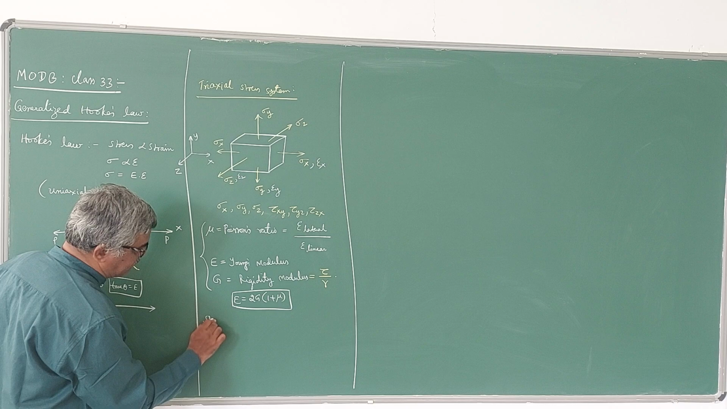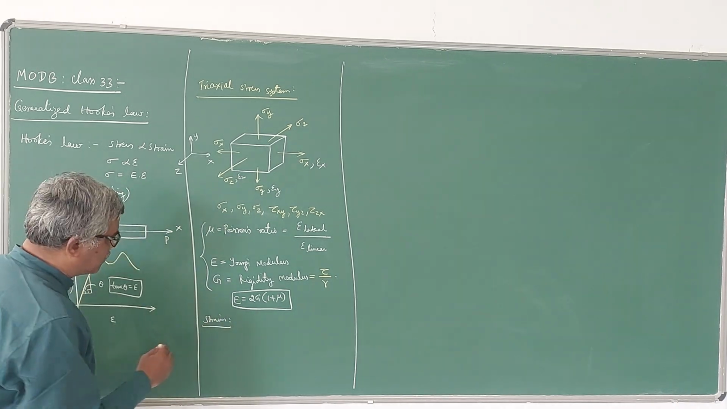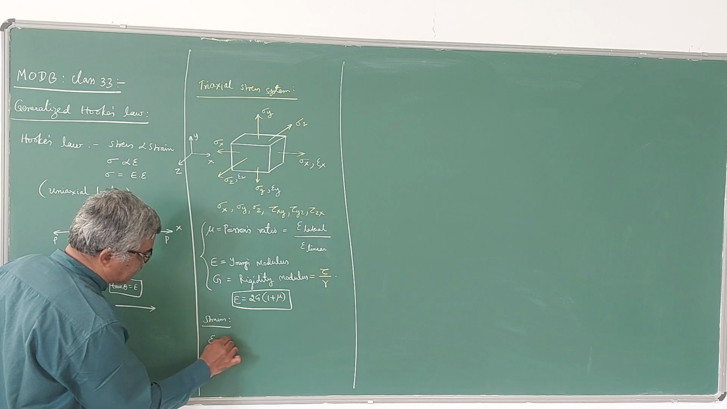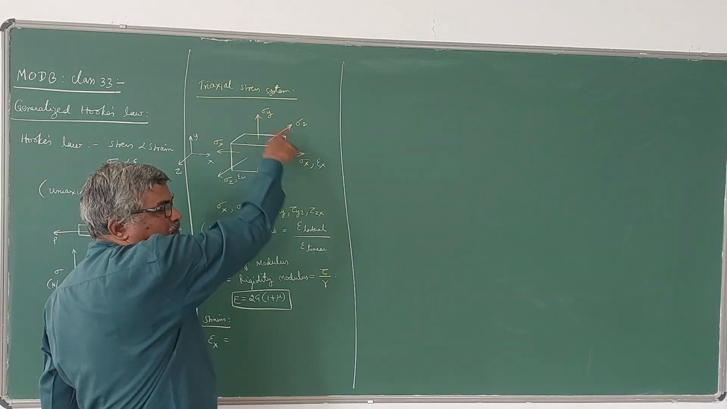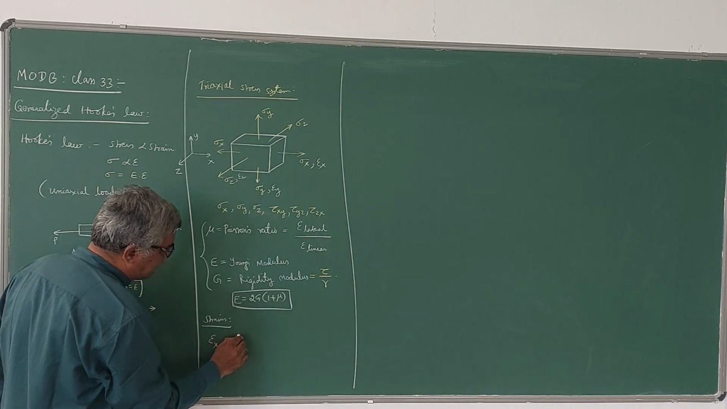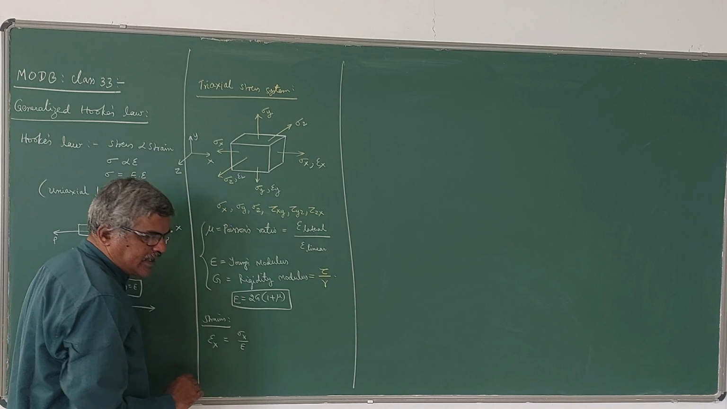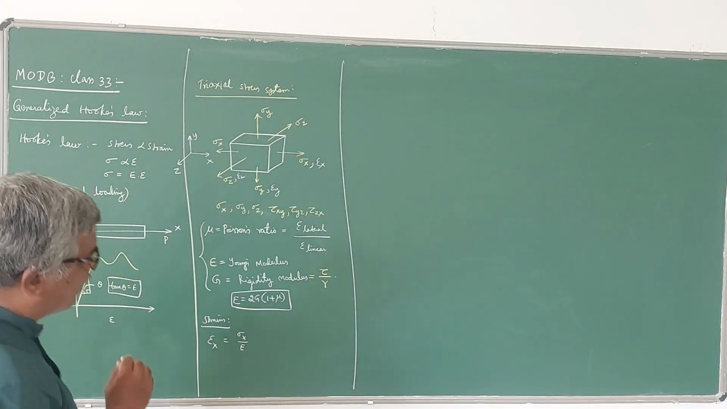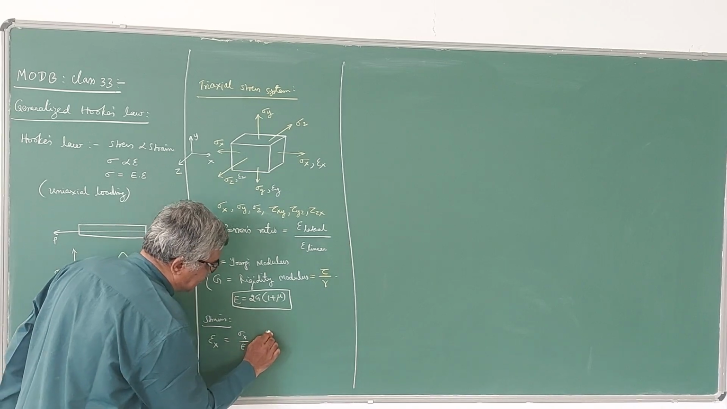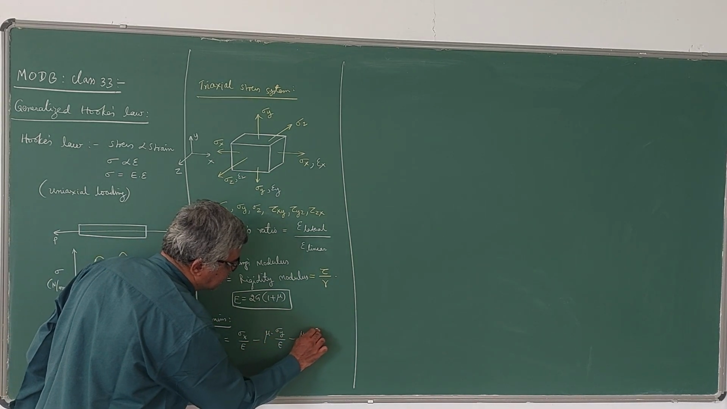So strains can be defined as, if you consider the effect of Poisson's ratio also, epsilon x is the net strain in the x direction due to all the three stresses. It can be defined as sigma x by E minus mu times sigma y by E. So please note that here, minus mu times sigma z by E.